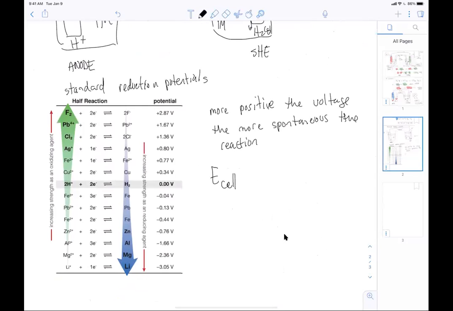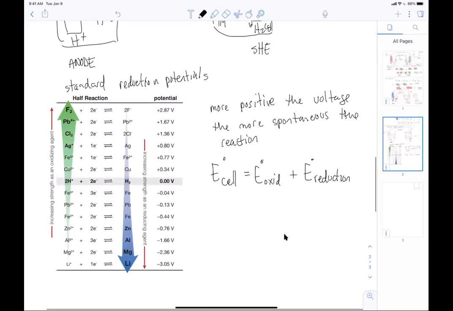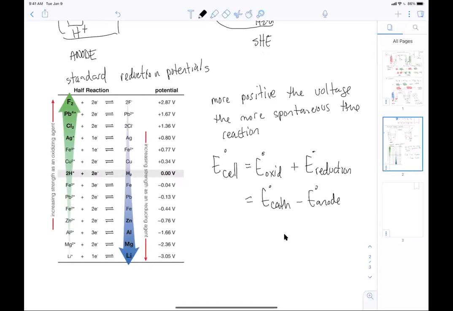If we're trying to look at two half reactions and tell if the reaction is going to be spontaneous, we can say E naught for cell is going to be equal to the oxidation potential plus the reduction potential. Another way of saying this is to say that it's equal to E cathode minus E anode. They're all kind of the same expressions.